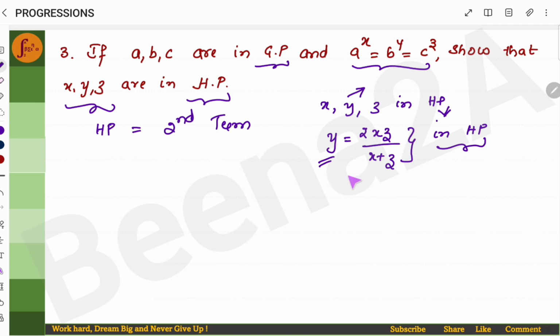Now we'll have to arrive at this particular expression. So what we will do first, we'll use what is given in the question. A, B, C are in GP.